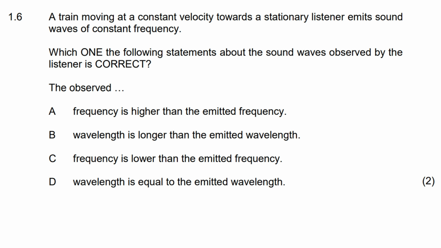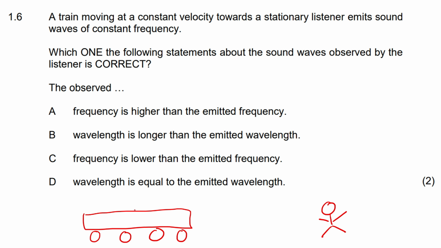A train moving at constant velocity towards a stationary listener emits sound waves at a constant frequency. Which one of the following statements about the sound waves observed by the listener is correct? Okay, so what we have is a person, and then we have a train. This train is moving at a constant velocity over here, and it's emitting sound waves.